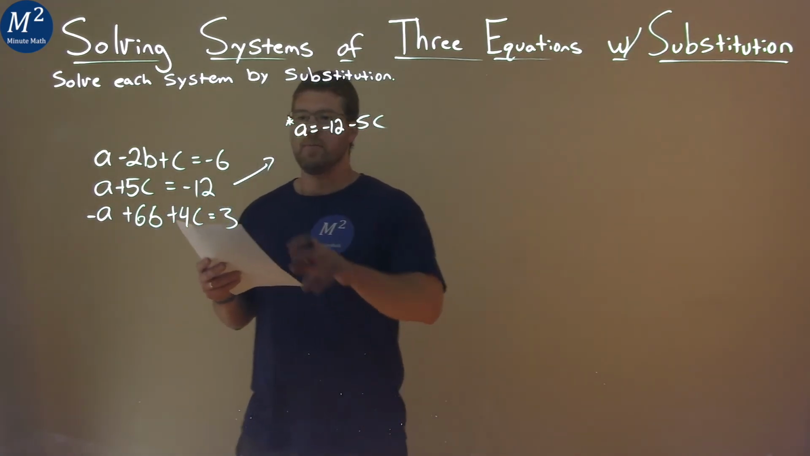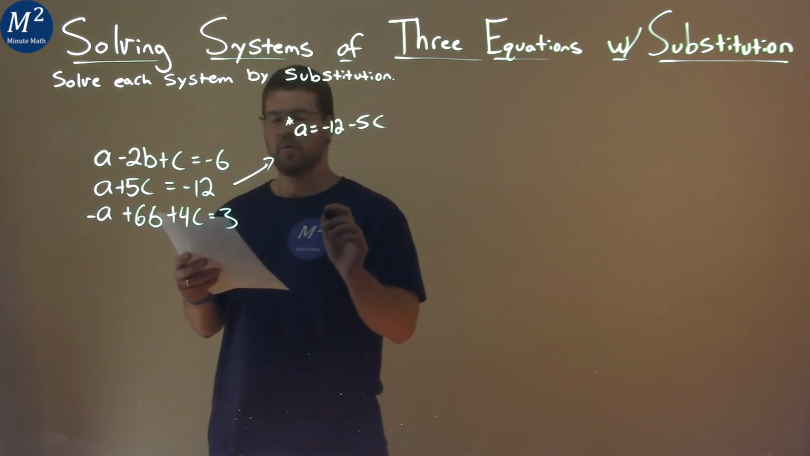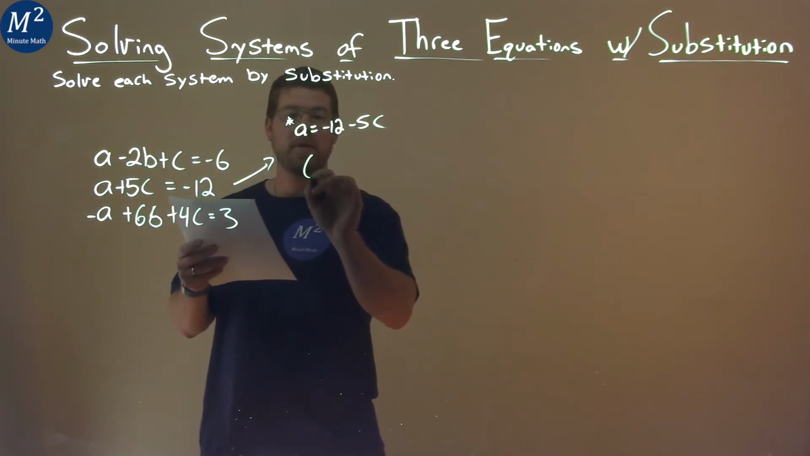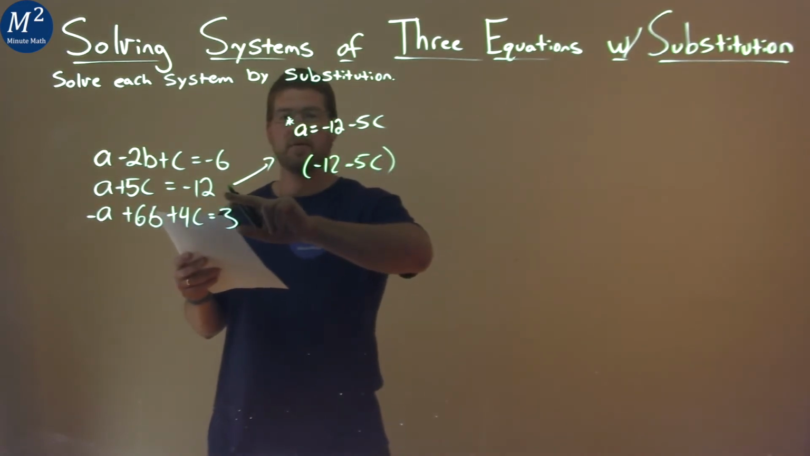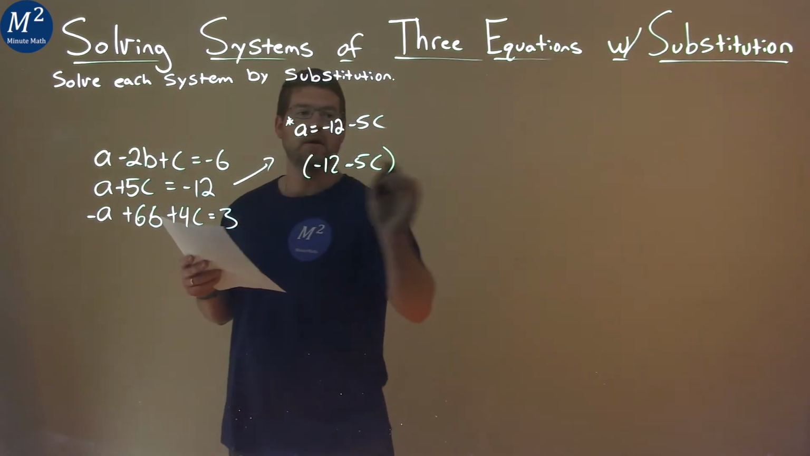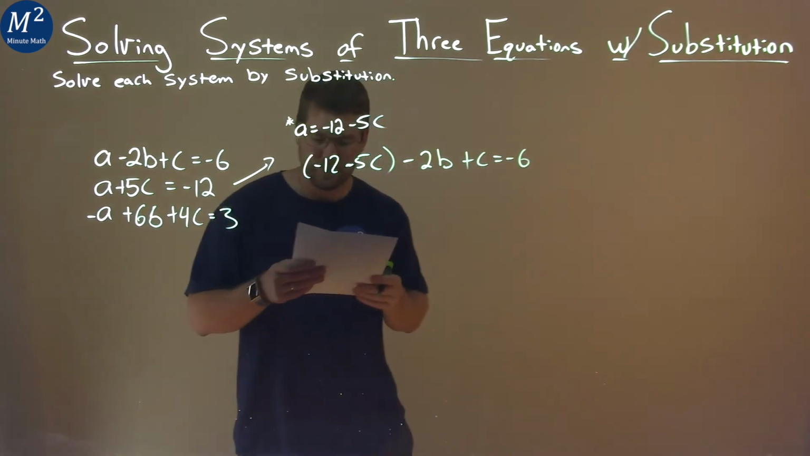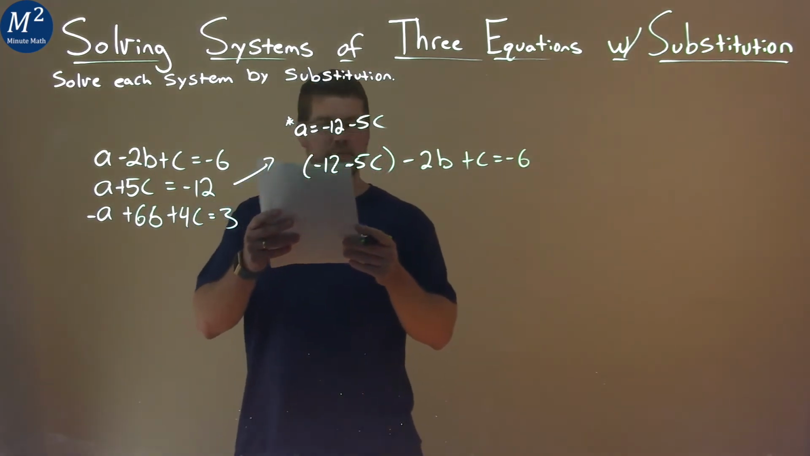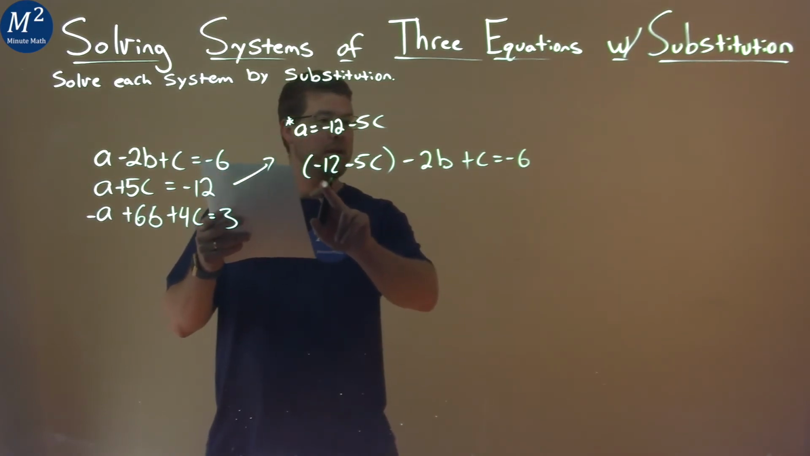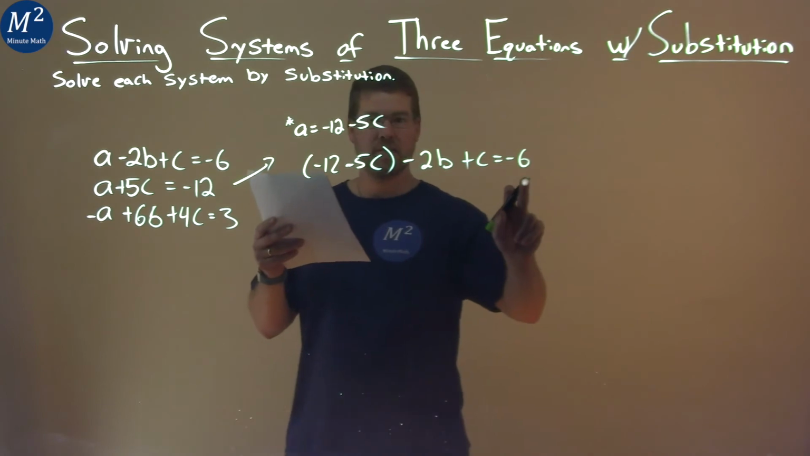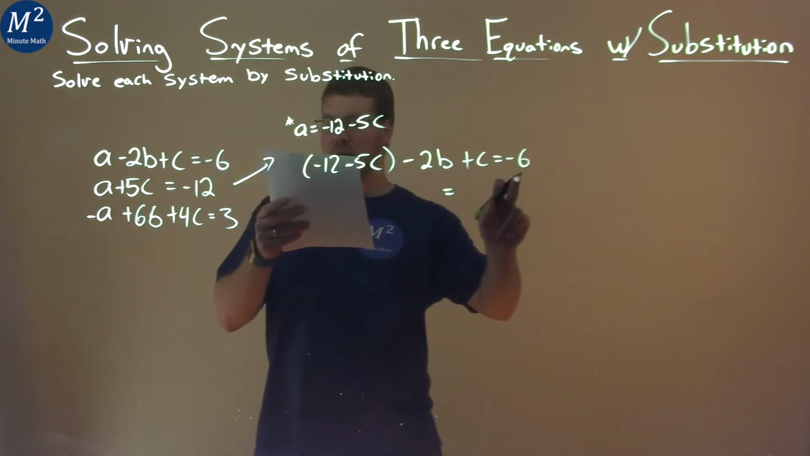So now we're going to take that information with the first equation, and instead of a, I'm going to put this negative 12 minus 5c in. So I have negative 12 minus 5c from the second equation, plug it in for a in the first equation. Then we have a minus 2b plus c equals negative 6. So now let's simplify this. Let's combine what we can with our like terms. If we add 12 to both sides, what do we have? Well, negative 6 plus 12 is a positive 6.